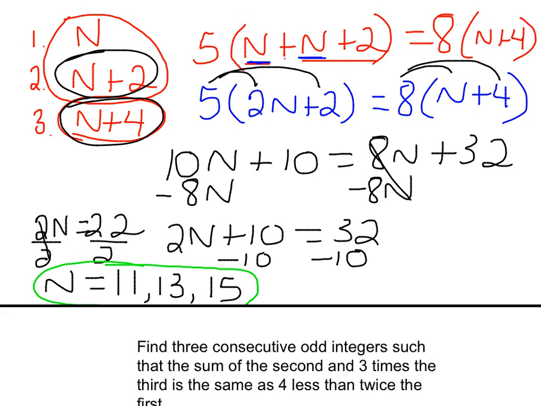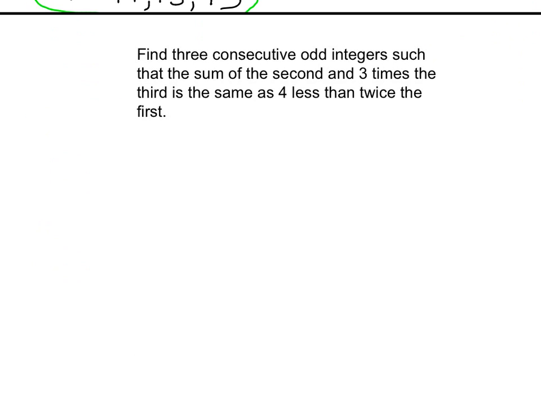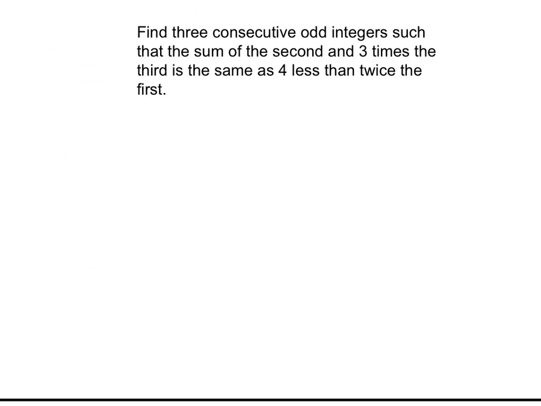Okay, so let's do one more odd integer problem, just to make sure we know how to do it. We're doing 3 again, so 3 consecutive odd integers, and I'm just going to stop there and set it up. So my first one is n, my second one is n plus 2, remember odd is still just skip counting by 2, and then my third one is n plus 4. Okay, so 1, 2, 3.